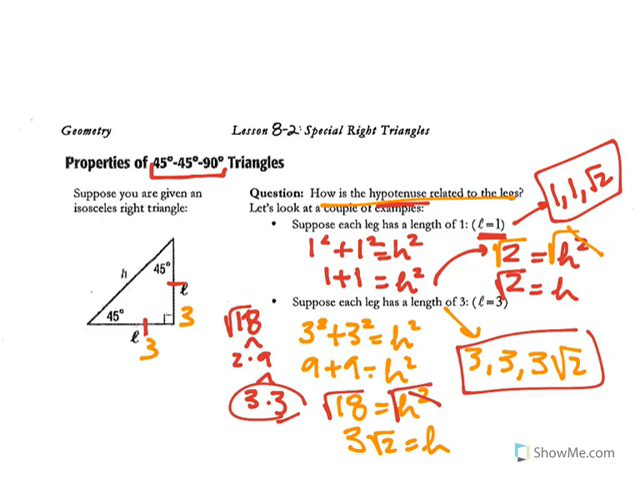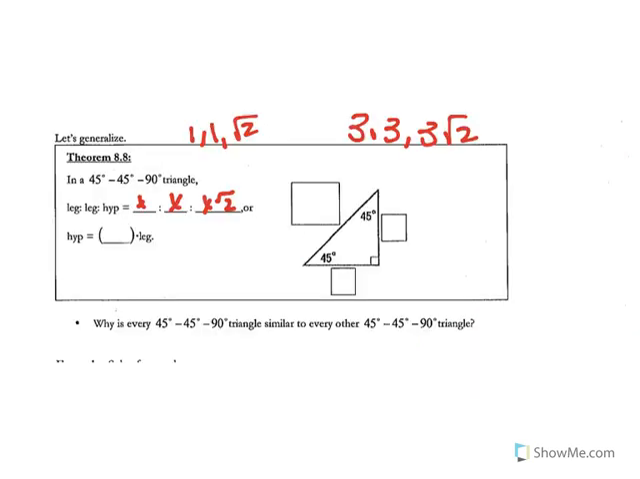So in a 45, 45, 90, whatever the lengths of the sides are, the hypotenuse is that number times root 2. 1, 1, 1 root 2, 3, 3, 3 root 2. You put any number, decimal, whole number, fraction, whatever, and that's the pattern it would be. Okay, so a generalization to find the hypotenuse, you just do radical 2 times the leg.